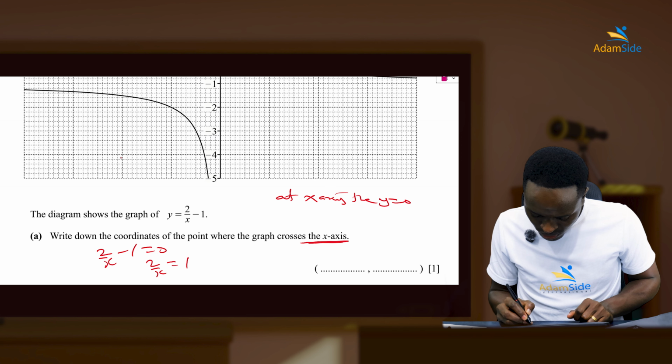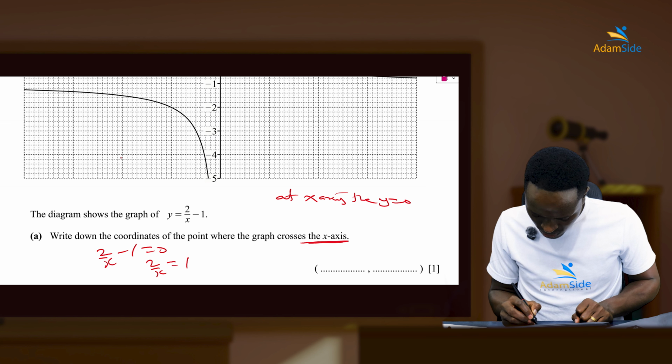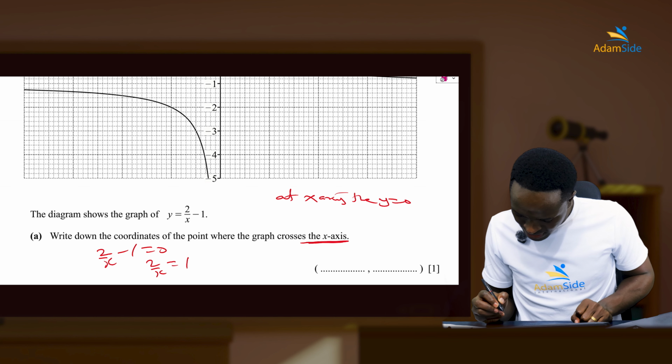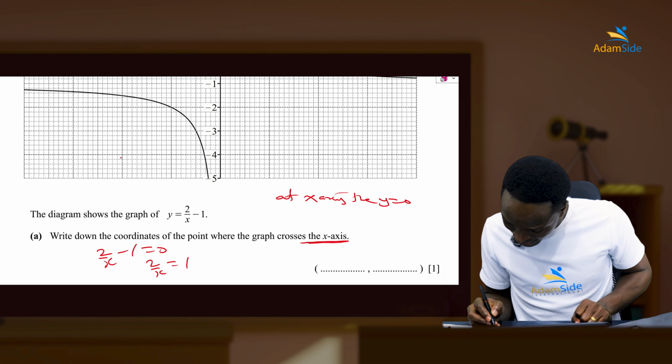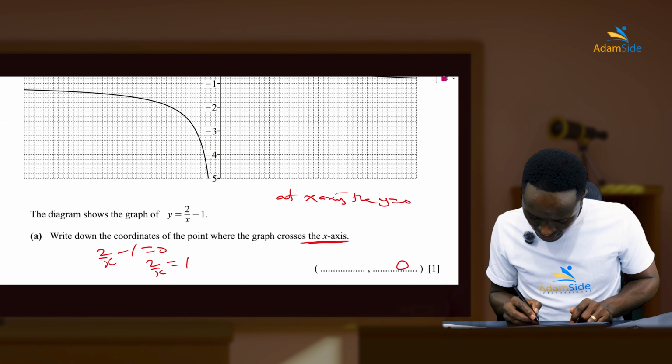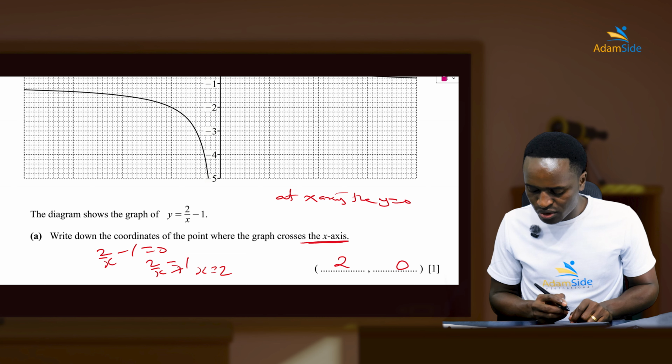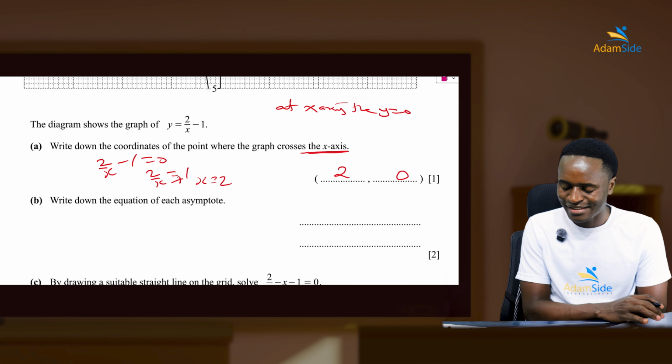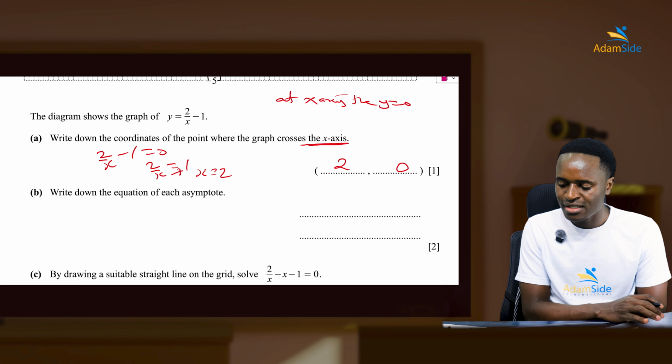Now, how do you do that to get rid of x? To get rid of x, you know at the x-axis the value of y will be 0. So we have 0. We need to get the value of x. x is equal to 2, and you get your answer, (2, 0). At the x-axis, the value of y is 0.